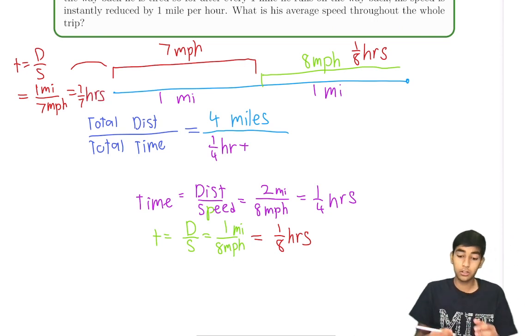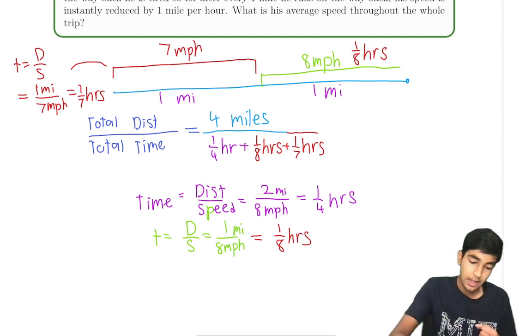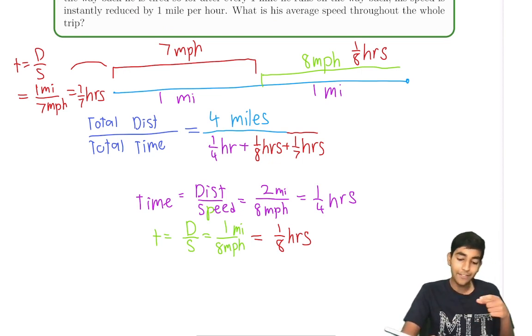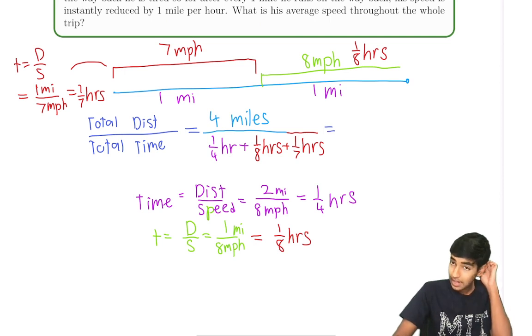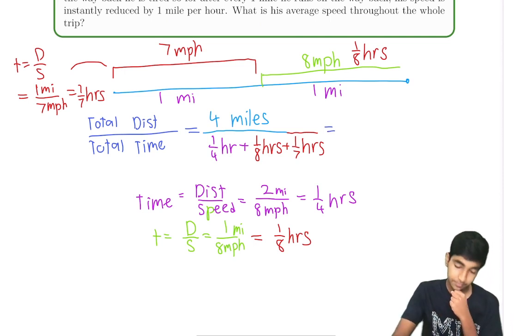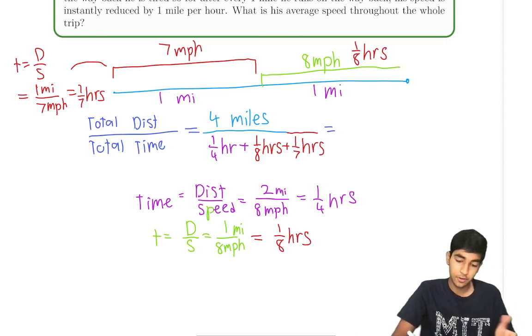Okay, so that means the total time is 1/8 hours plus 1/7 hours. And this is the total time for the entire journey. Now all that's left to do is evaluate this expression. First of all, let's add fractions in the denominator. Interesting. So let's find a common denominator first of all.